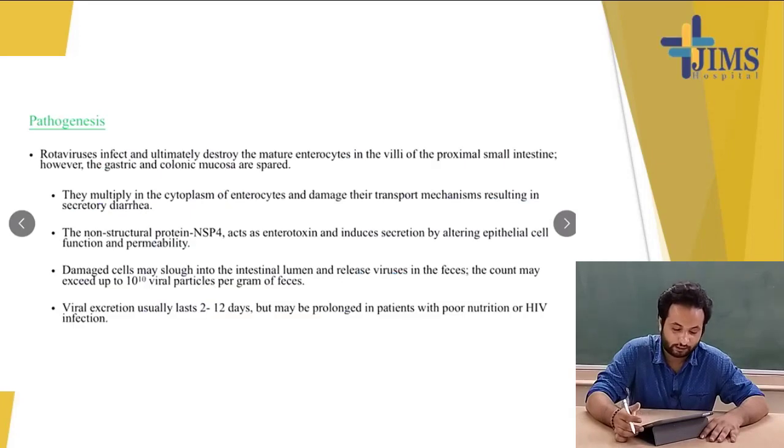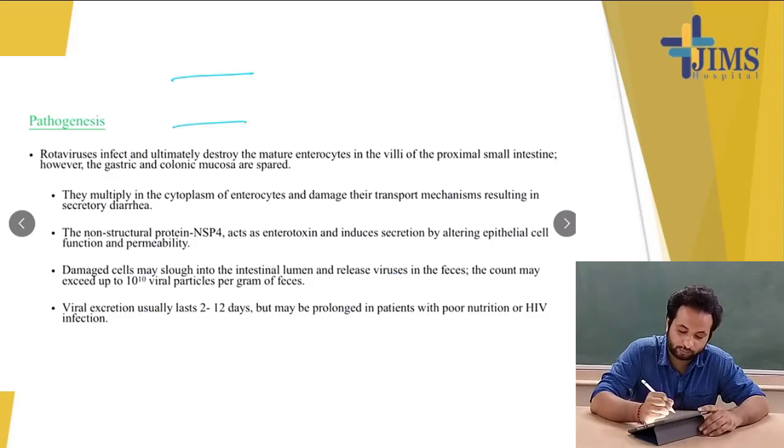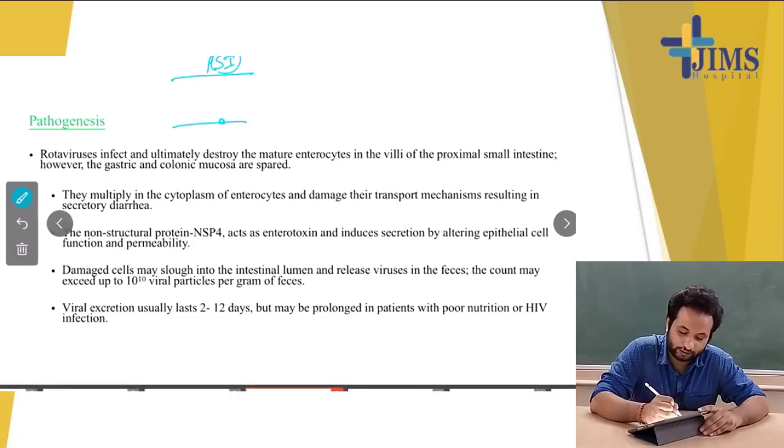Now we come to pathogenesis. Rotavirus infects and ultimately destroys the mature enterocytes in the villi of the proximal small intestine. However, the gastric and colonic mucosa are spared. So suppose this is your proximal small intestine, and here there will be enterocytes, which will have villi. So this is one enterocyte, and like that, there will be several enterocytes.